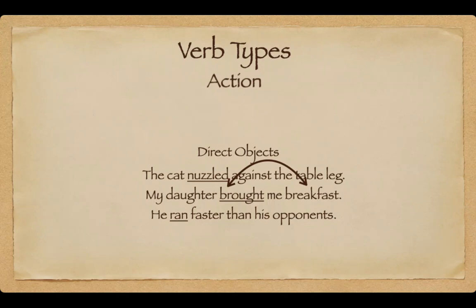Faster, which is a modifier that answers how, which is an adverb. But there is no receiver of that action, so there is no direct object. Now, if the sentence was, he ran the race well, we'd have a direct object. What did he run? He ran the race. That's right, race would be the direct object.